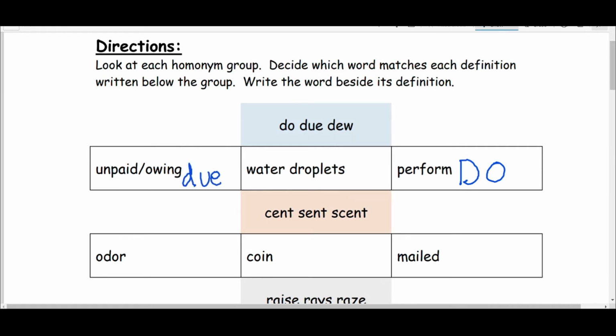Our last word is D-E-W, do. This word is the one we use when we see water droplets on leaves in the morning. So it belongs next to water droplets. Let's try the next set of words.